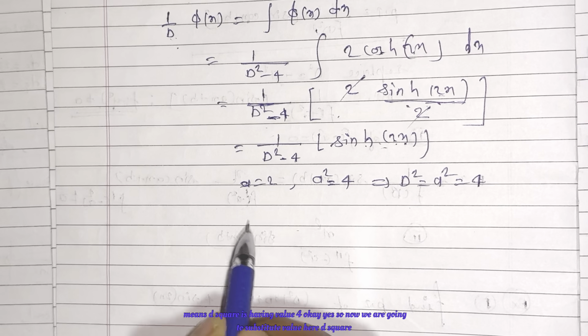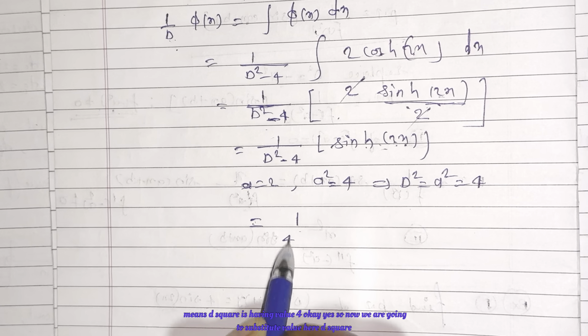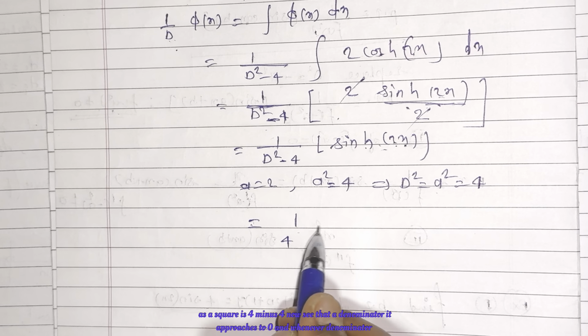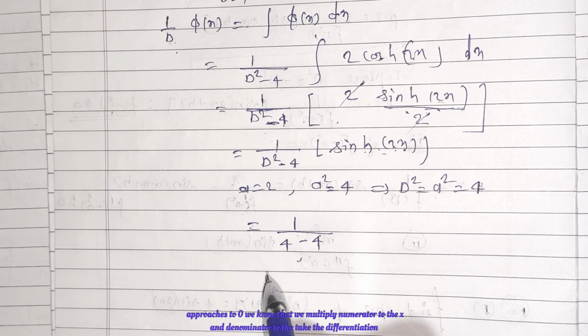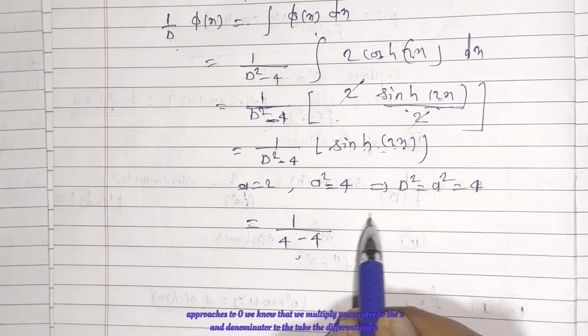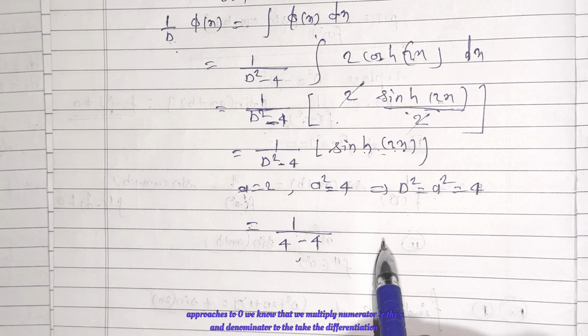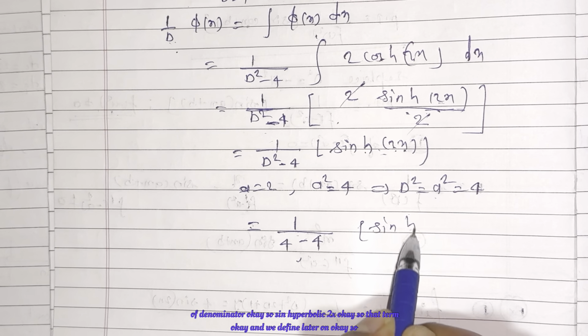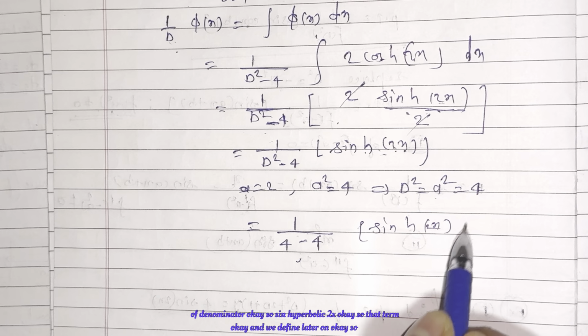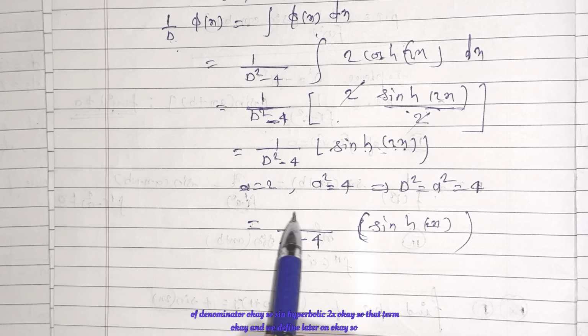Okay, now we are going to substitute the value here. D square as a square is 4, so the denominator becomes 4 minus 4. Now see that the denominator approaches 0, and whenever the denominator approaches 0, we multiply the numerator by x and take the differentiation of the denominator. Okay, so sine hyperbolic 2x. That term can be defined later on.